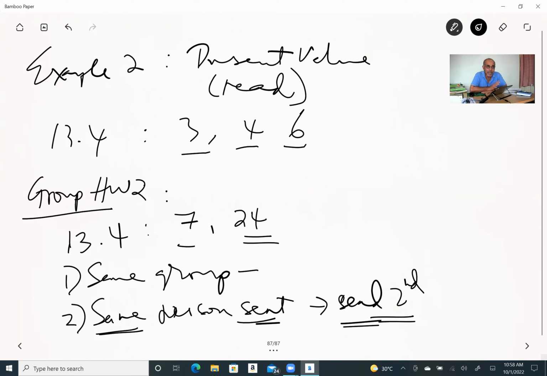So the same person sends. The person who sent the first homework, you also send the second homework. Don't worry who writes it. The person who sent the first one also sends the second one. And don't change your group.